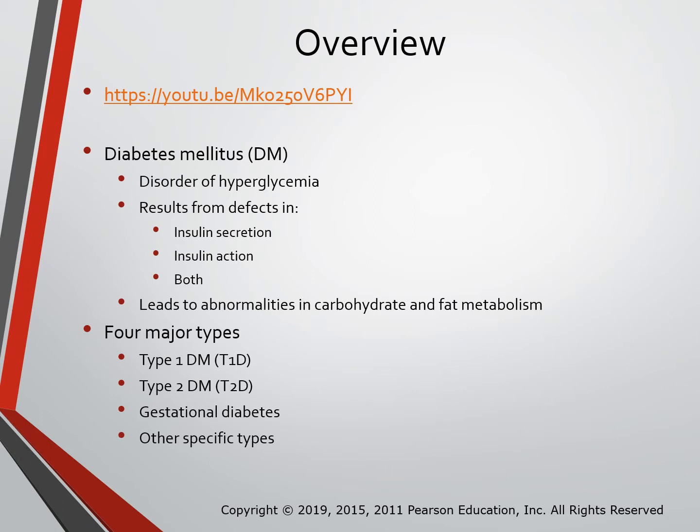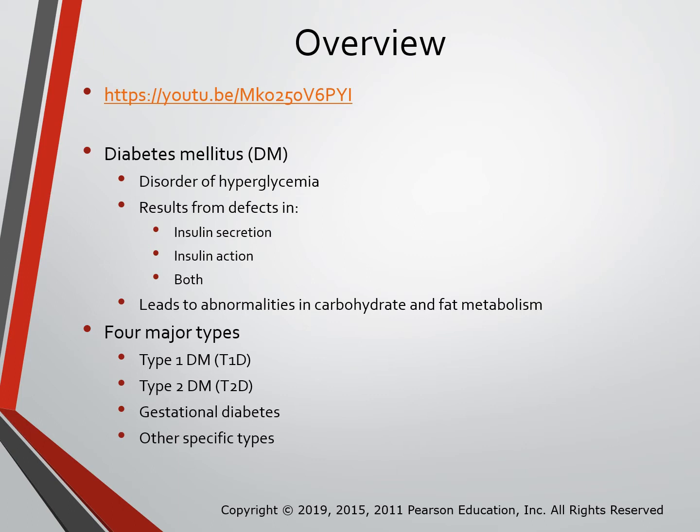According to the American Diabetes Association, or the ADA, there are 4 major types of diabetes. Type 1, and this is 5% of the diagnosed cases. Type 2 is 95%. Gestational diabetes, and this happens during pregnancy, or any other specific types of diabetes.